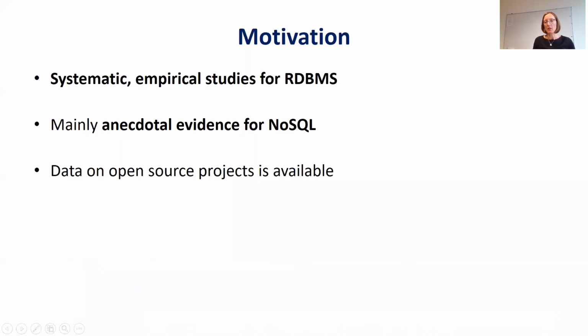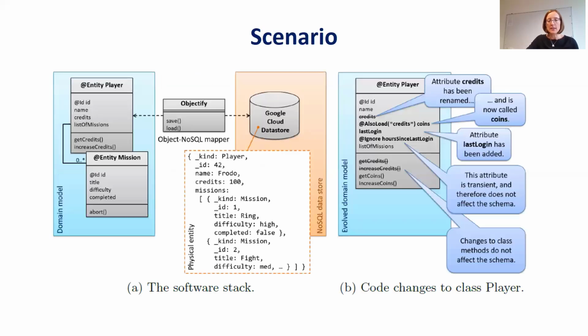The motivation for our case study is the following. There are various empirical studies on schema evolution in relational database management systems, but when it comes to NoSQL data stores, we mainly rely on anecdotal evidence or focus on a single application. So we're missing systematic work on this. At the same time, the data is available since there are various open source projects on GitHub that use, for instance, MongoDB or Google Cloud Data Store. So this is the kind of application that we're looking at.